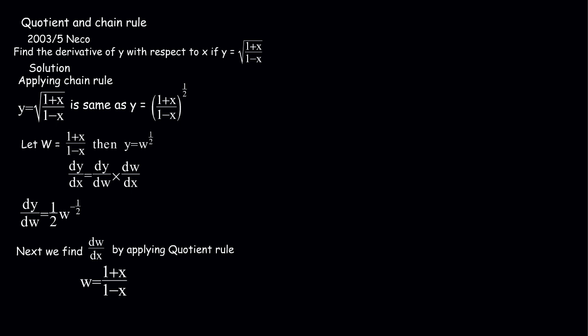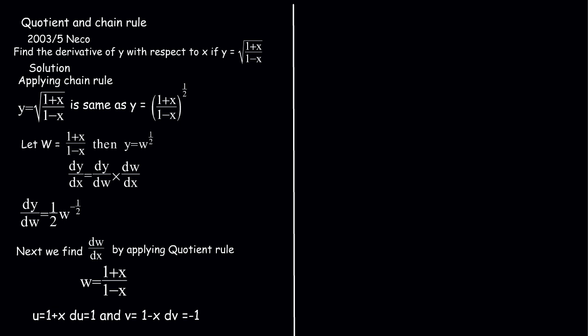w is equal to 1 plus s divided by 1 minus s. From quotient rule, u will be equal to 1 plus s and du will be equal to 1. v will be equal to 1 minus s and dv will be equal to minus 1. Substituting the values of u, du, v and dv in our quotient rule formula, dw over ds will be equal to v du minus u dv divided by v squared, and dw over ds will be equal to (1 minus s) times 1 minus (1 plus s) times (minus 1) divided by (1 minus s) squared.